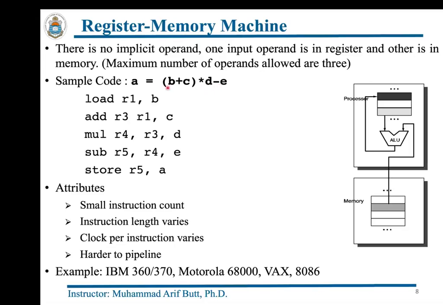Similarly, this is the high-level language instruction, and this is the assembly that implements this high-level language code. The attributes of this register memory architecture are that we have a smaller instruction count. However, the instruction length varies. The clock per instruction also varies, and of course, it is a bit harder to implement pipelining in these architectures. The example machines that follow this register memory architecture are IBM 360, Motorola 68000 and VAX 8086.